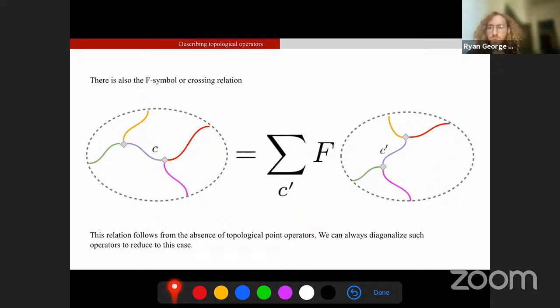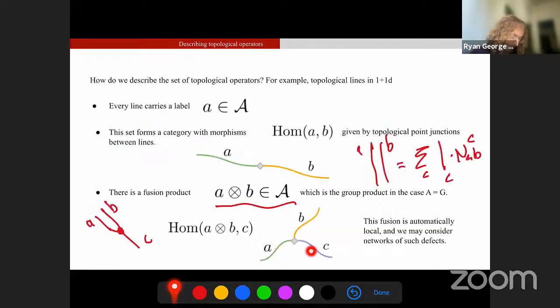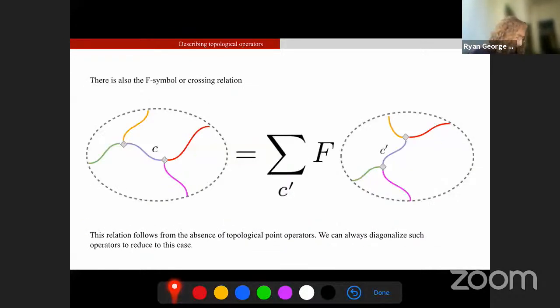So there's one more bit of data, which goes by a bunch of names. I'll call it the F symbol. It's also called the crossing relation or the 6j symbol, maybe even the Pachner move. So once we have our network formed of these lines and these junctions, if we have a piece of that network which looks like this, then we can replace that piece with pieces that look like this.